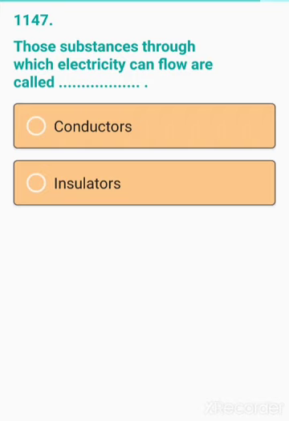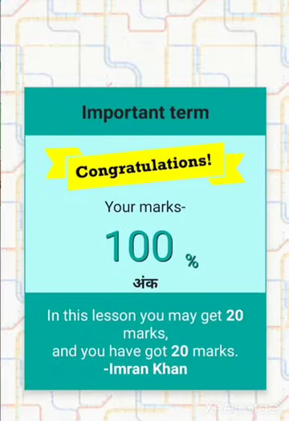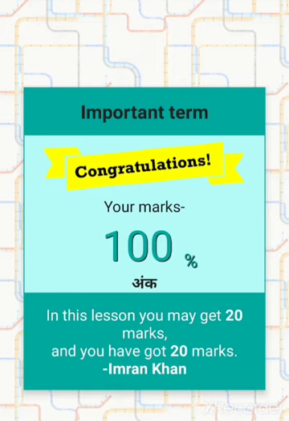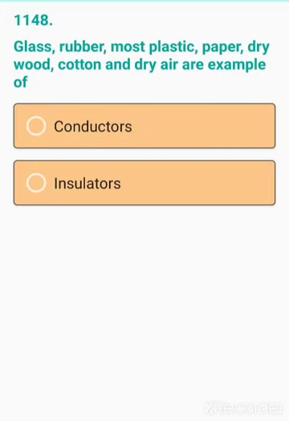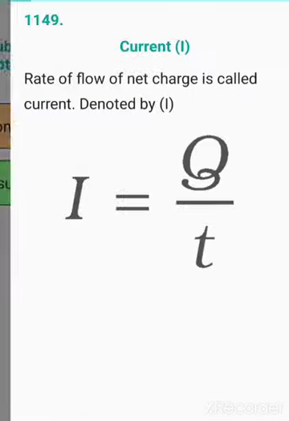Next, okay, tell me, those substances through which electricity can flow are called what? Conductors or insulators? Obviously conductors. So your result, obviously 100%. So all questions are okay now. Okay, so glass, rubber, plastic, paper, dry wood, cotton, dry air are examples of what? Conductors or insulators? Insulators, obviously.